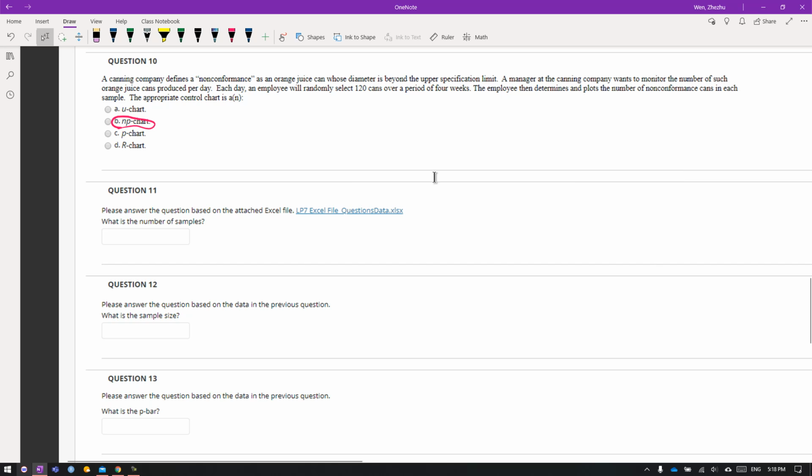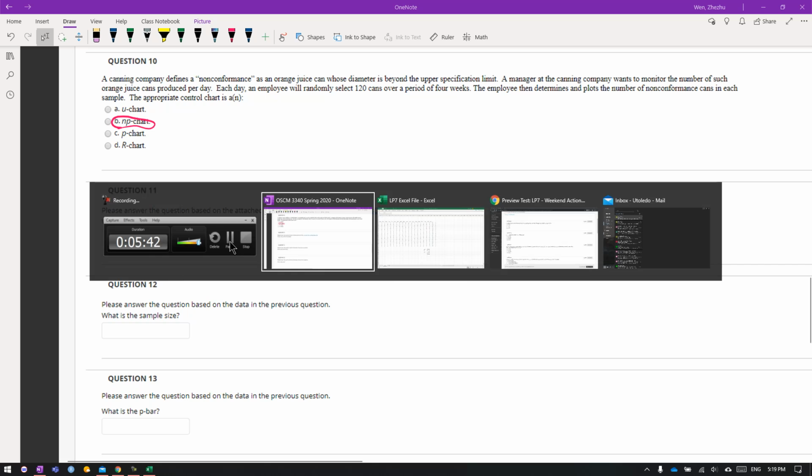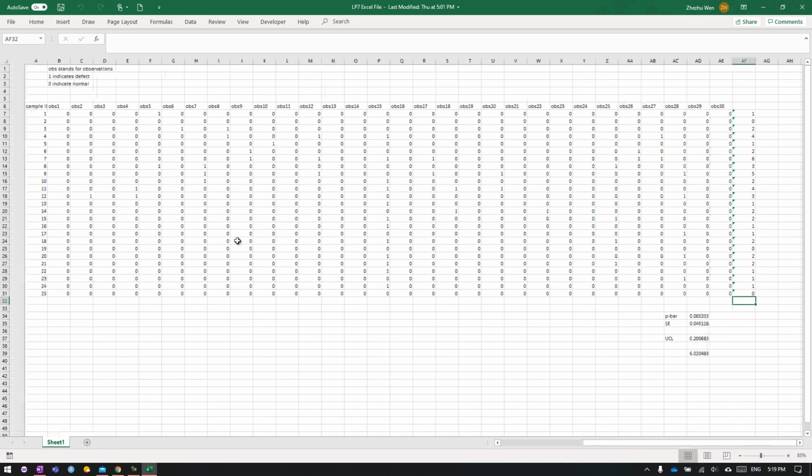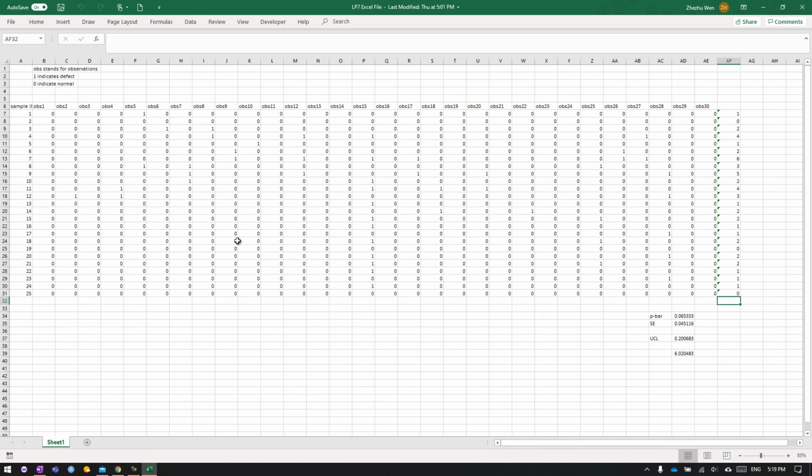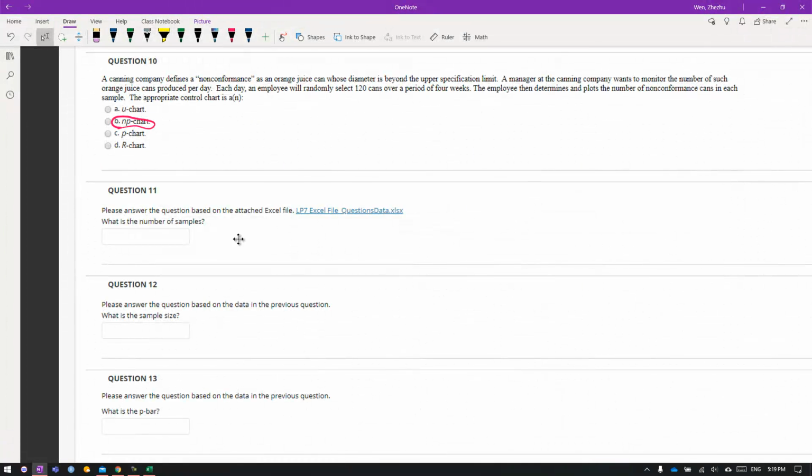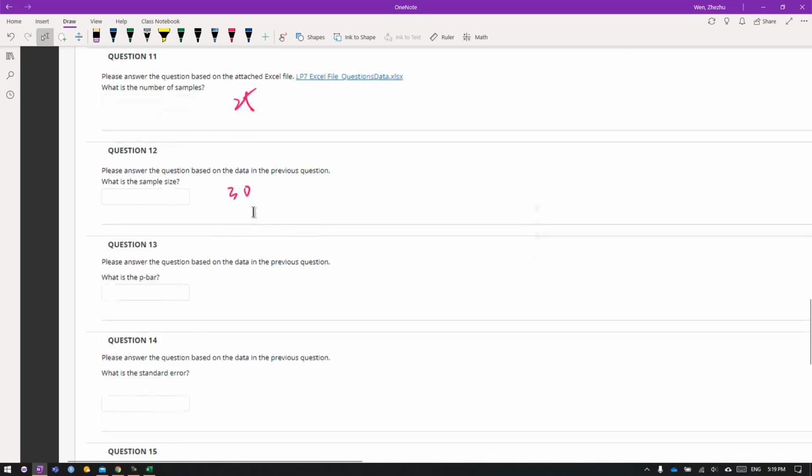Please answer the question based on the attached Excel file. Let me open it real quick. So the first thing it's asking is, what is the number of samples, right? It's not asking for the sample size. With the characteristics of this data, you're looking at 25 samples, each with a size of 30. So here, 25 samples, size of 30, okay?